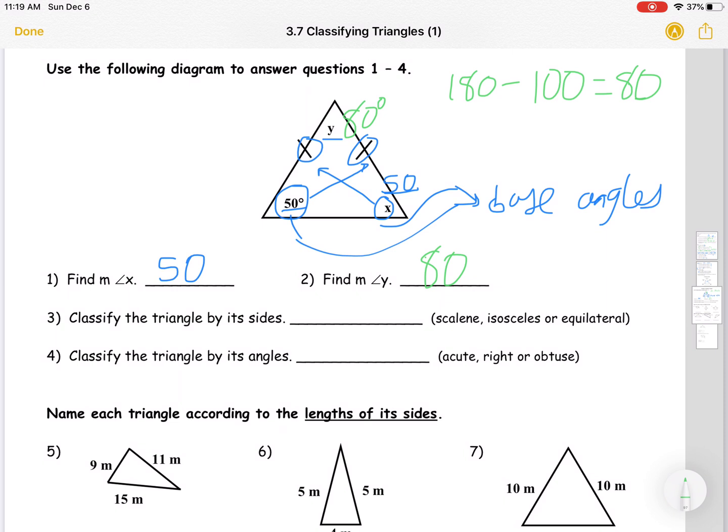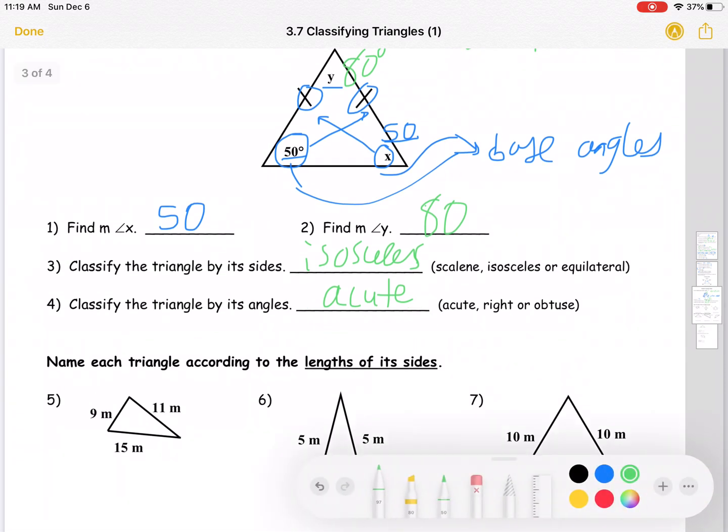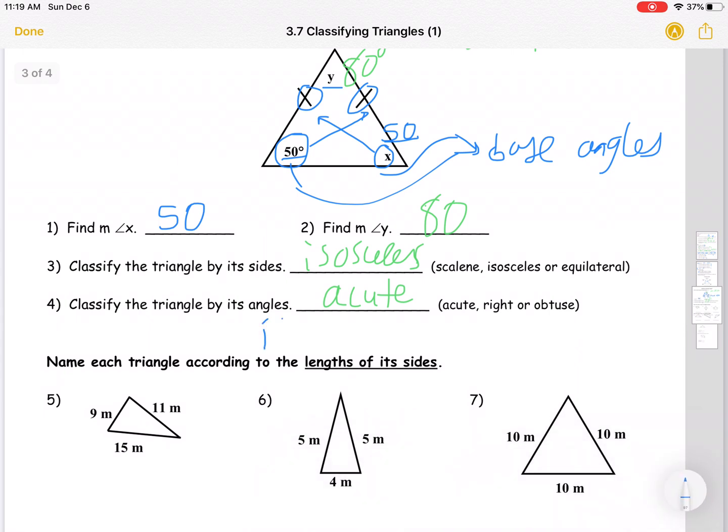Okay? Now classify the triangle by its sides. This is an isosceles triangle. The reason it's isosceles is because it has two sides congruent. Classify it by its angles. This is an acute triangle. The reason is because all of its angles are acute. All of the angles in this triangle are less than 90 degrees. So we can also say that this triangle is an isosceles acute triangle.